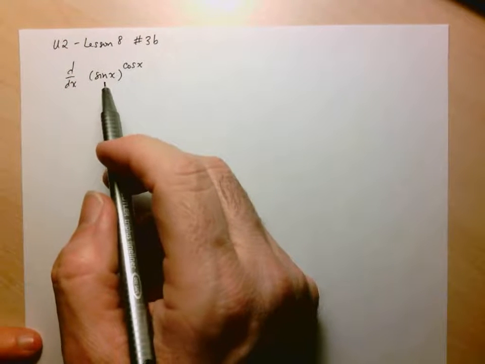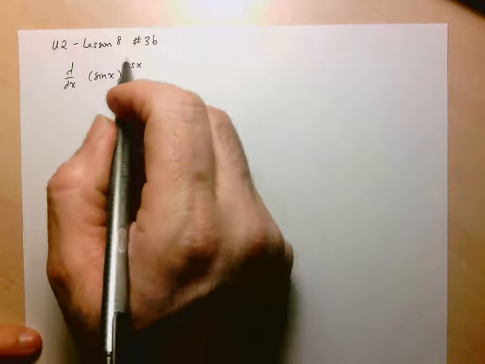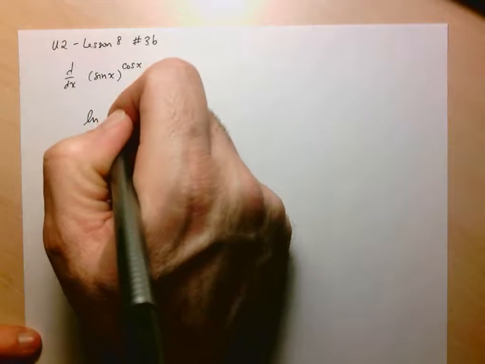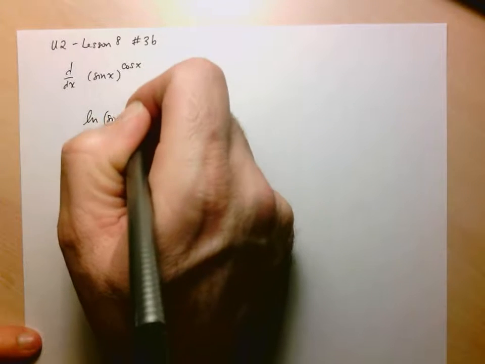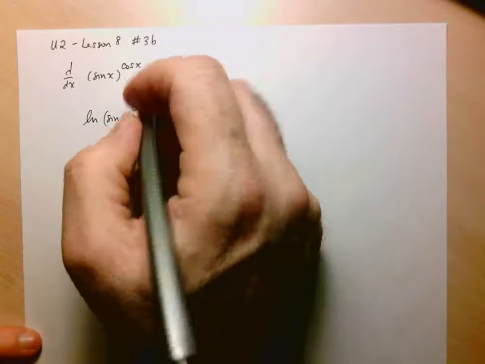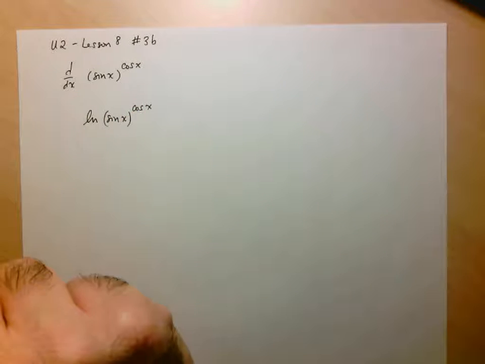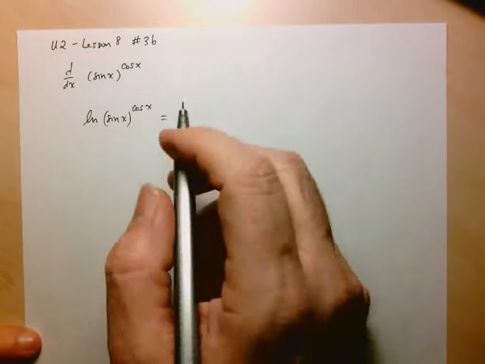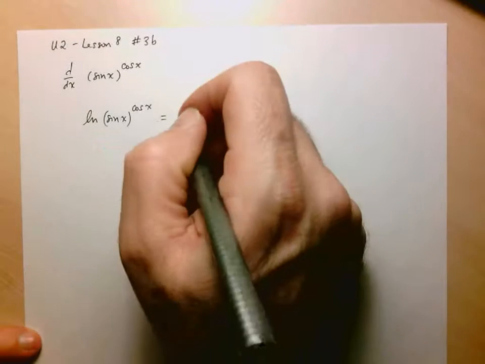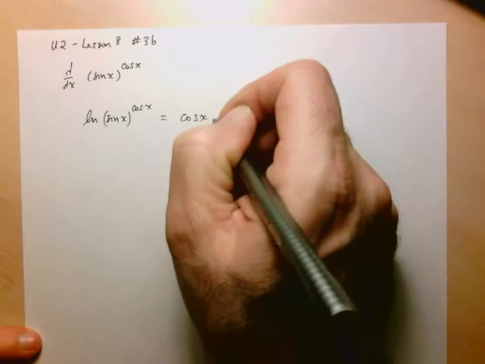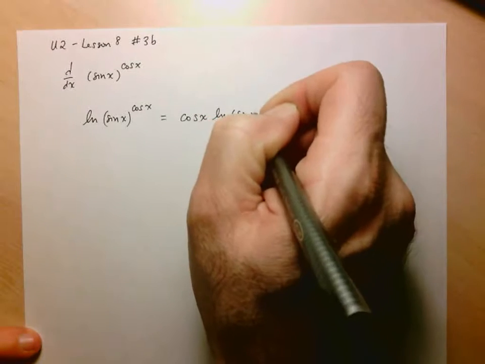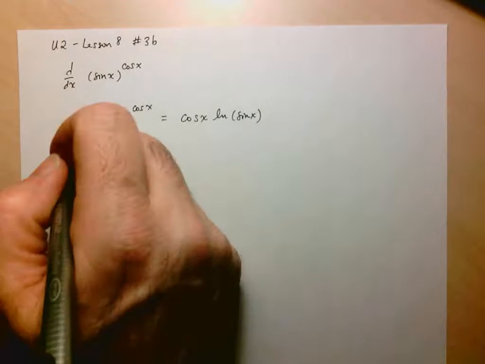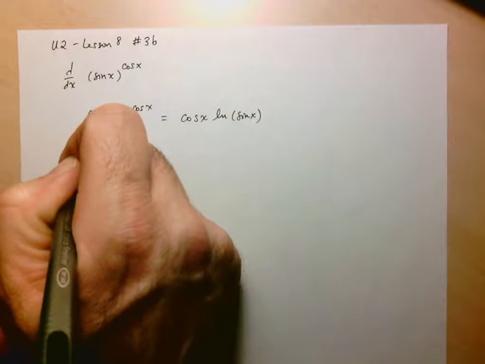I find it indirectly by working with, instead of the function itself, the natural logarithm of the function. So what I'm going to do is work with the natural log of sine x to the cos x. The reason this is useful is because it allows me to now use the ski-slope rule and rewrite this as cos x times ln sine x. Once I have this equation down, I can take the derivative of both sides.